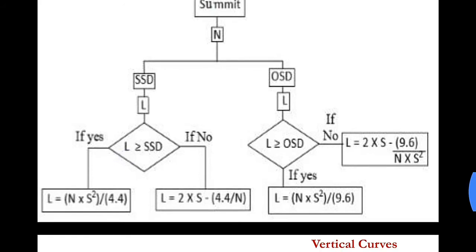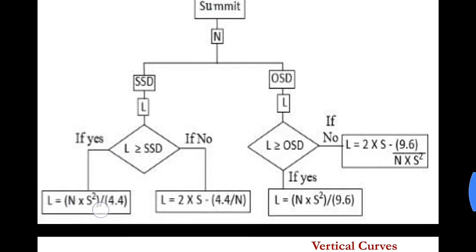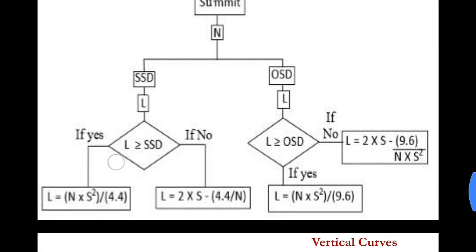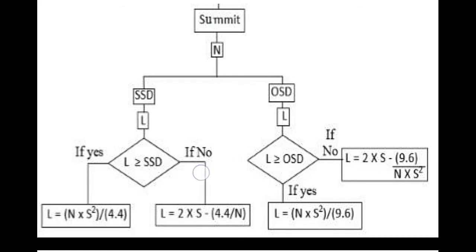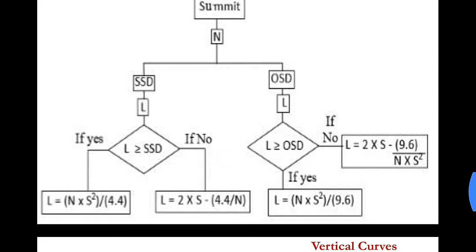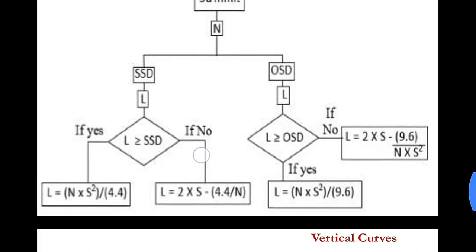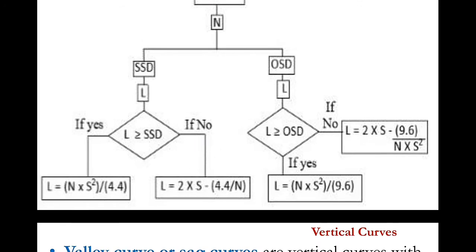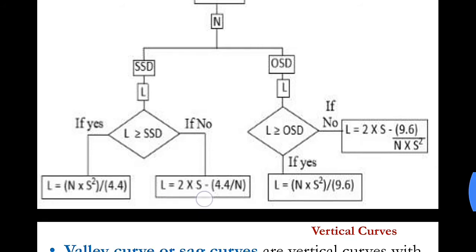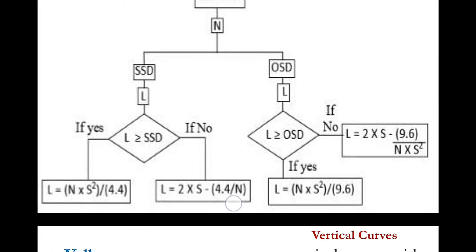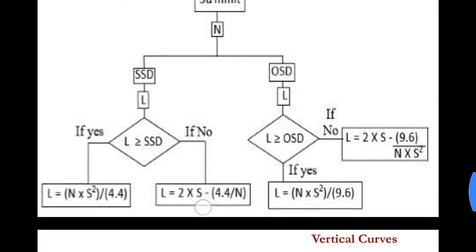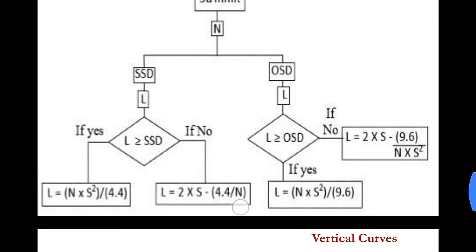Now if the value obtained is lesser than the SSD value, then we go to step 2, that is this condition. What is the condition here? That the length of the summit curve is lesser than the SSD. Here the formula given is L is equal to 2 into S minus 4.4 divided by N, where S is stopping sight distance and N is the deflection angle.